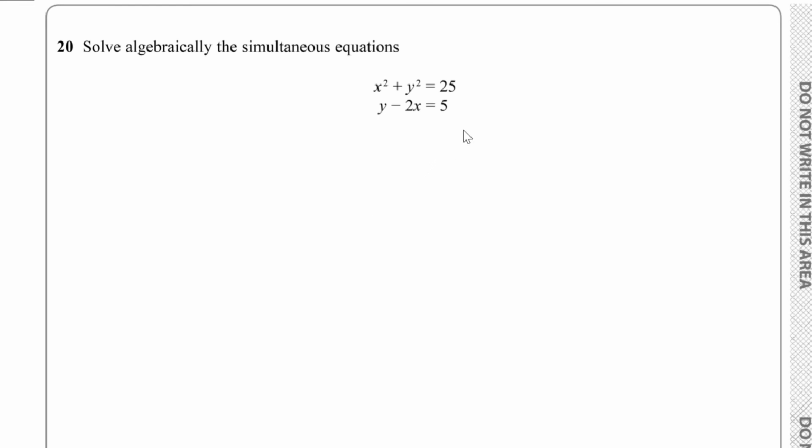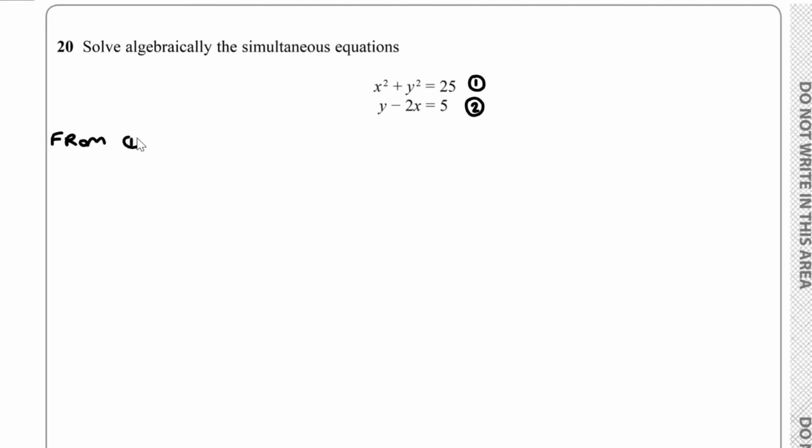Question 20, we have to solve algebraically the simultaneous equations x squared plus y squared equals 25 and y minus 2x equals 5. Well, let's call this first equation equation 1, and let's call this second equation equation 2. Now, if we rearrange for y, we can substitute that into equation 1.